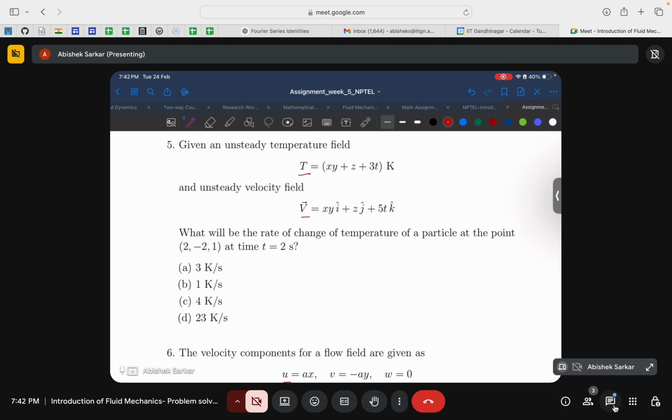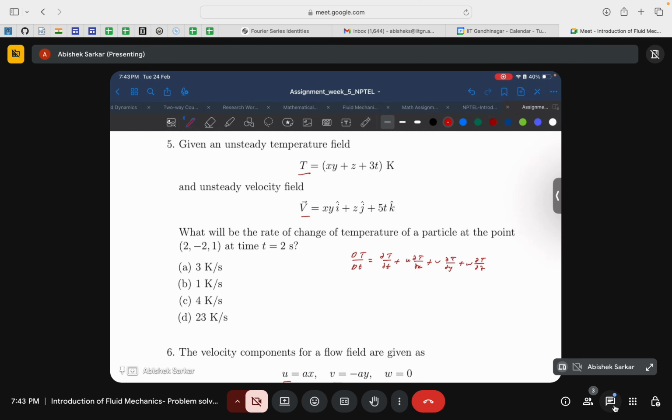I hope you have seen the expression for T and V. You are asked to find DT/Dt, which sounds very comical to say, the change of temperature with time. So you will have something like ∂T/∂t plus u ∂T/∂x plus v ∂T/∂y plus w ∂T/∂z.